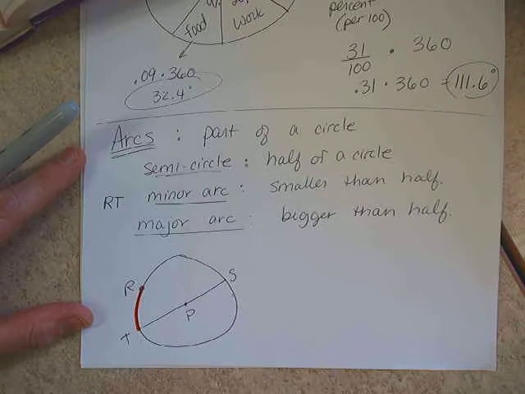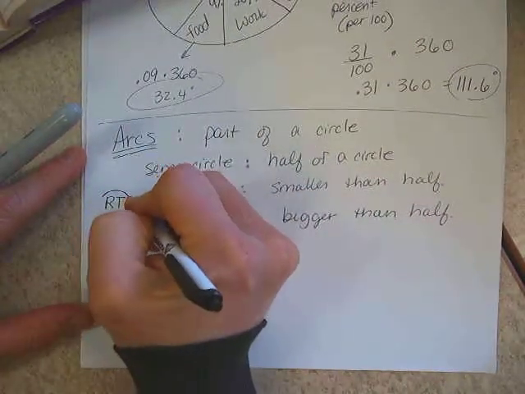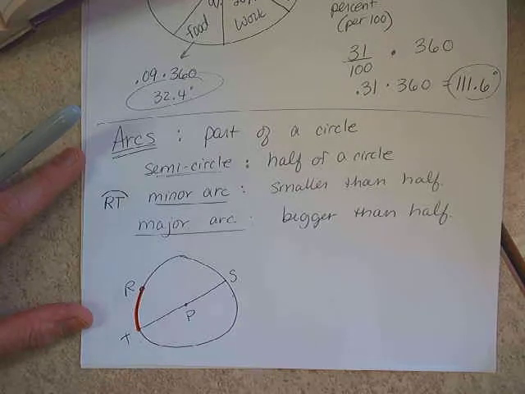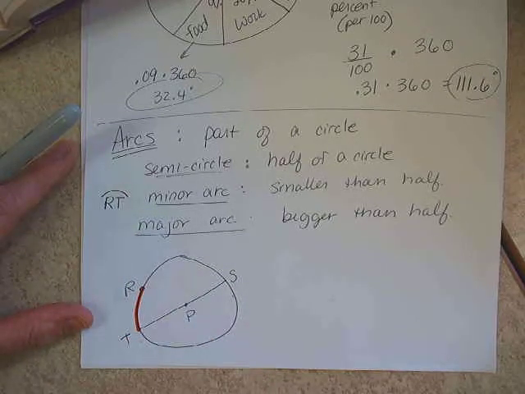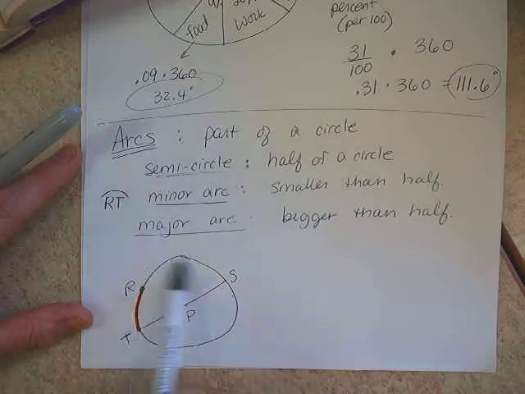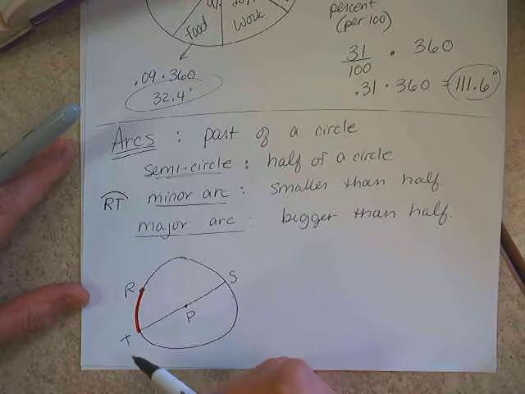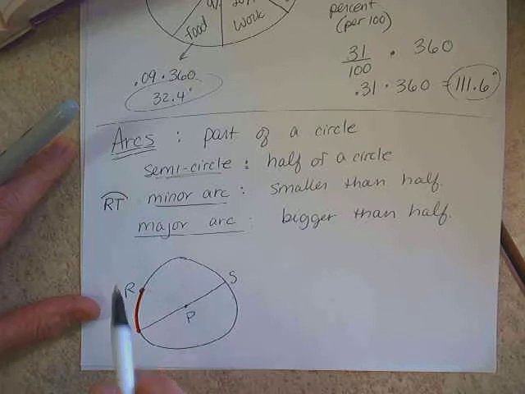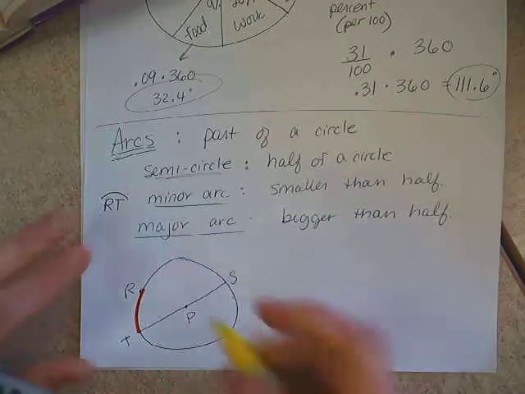Okay, the way that we note that, you know from other notation that RT could be a lot of things. So we need some sort of visual notation. You're going to put an arc over the two letters. So if you're naming a minor arc, it's a little arch over the two letters. There is another minor arc, could be RS. Order does not matter with these, so TR or RT represents the same arc, just like RS or SR.